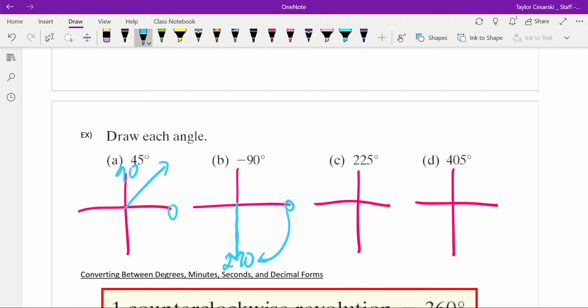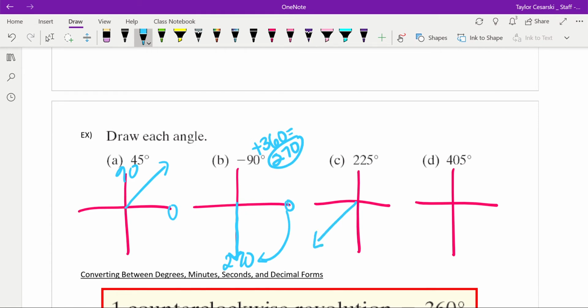Now, if you didn't remember that it went backwards, since it's a negative, I can find the coterminal angle, and I could add 360, and I would get 270. So that's another way to think about it. 225 is going to be down here in quadrant number 3.